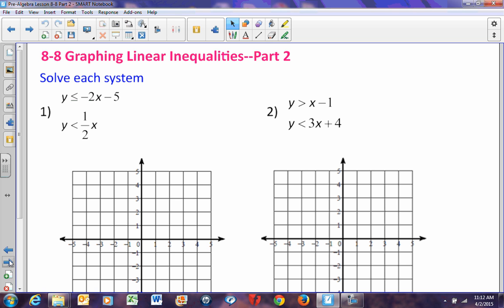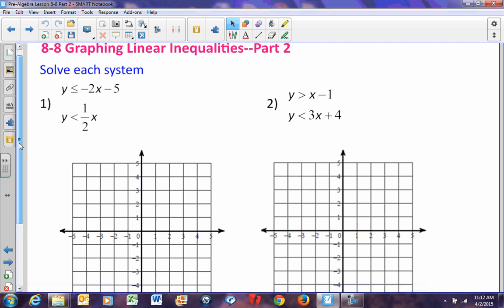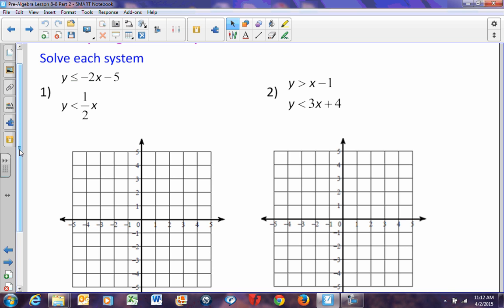Let's look at the following systems. We're going to solve these systems. y is less than or equal to negative 2x minus 5, and y is less than 1/2 x. And here we have 2 inequalities. I'm going to name them 1 and 2 just because it makes it easier. They're both in slope-intercept form, so they're both easy to graph. This one, the slope is negative 2.